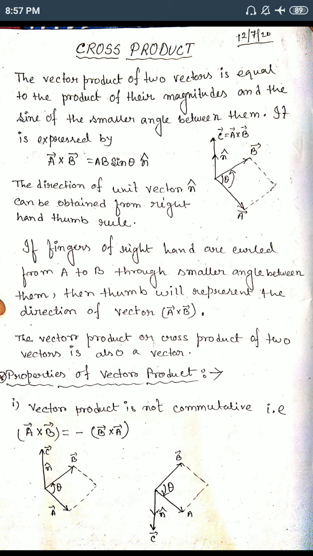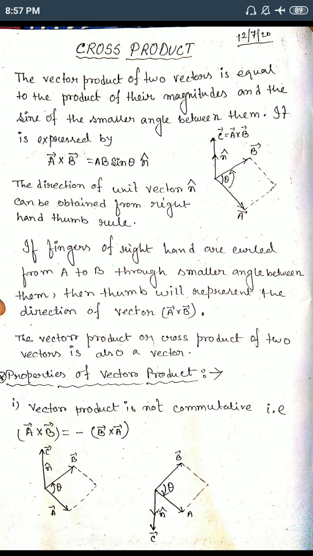Now this vector product also has some properties. First property: the dot product is commutative, but the vector product is not commutative. You see that if you find it using the right hand thumb rule, A to B, when you stretch your right hand fingers and move all the fingers except the thumb from A to B as shown in the figure.